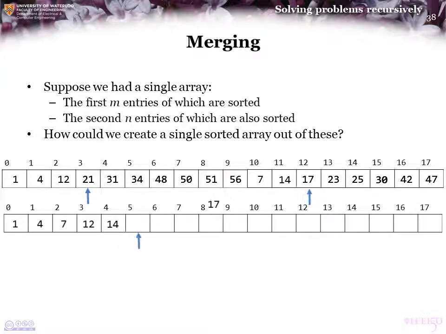14 and 17. From the first half we copy over 21. From the second half we copy over 23 and then 25 and 30. From the first half we copy over 31, 34. Then we copy from the second half 42, 47. And now the index is beyond the end of the second half of the array, and so we simply copy over the remaining entries from the first half of the array.